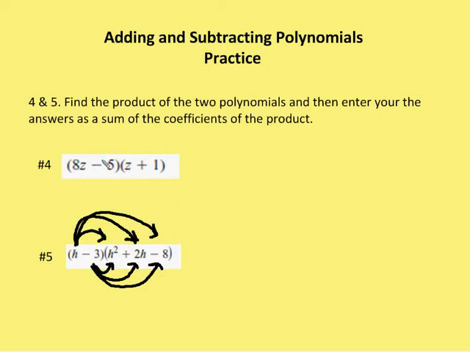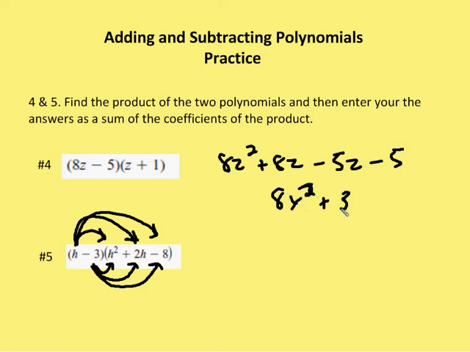So in this case, I have 8z multiplied by z gives me 8z squared. Outside, 8z plus 1 gives me plus 8z. Inside, minus 5z, and then last, minus 5. So I end up with 8z squared plus 3z minus 5.